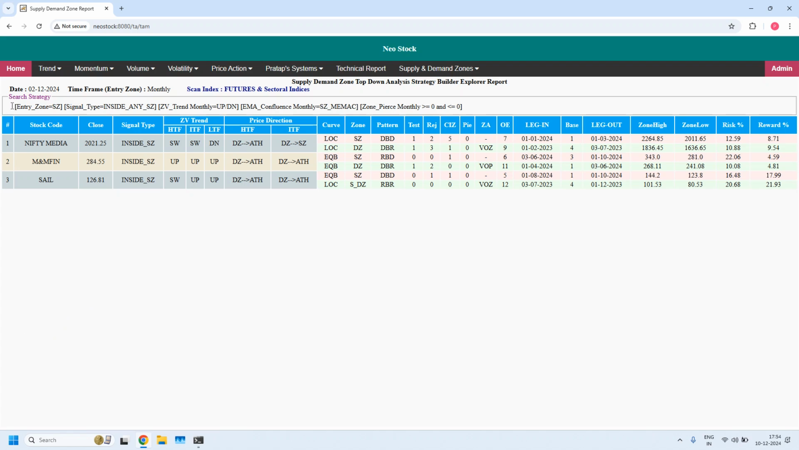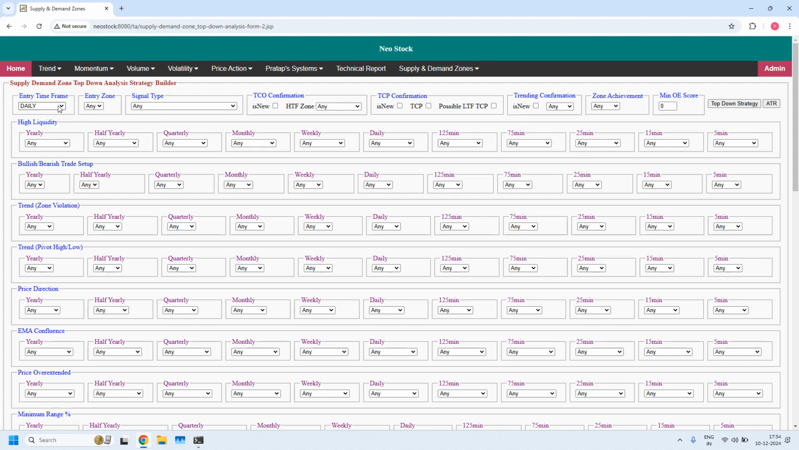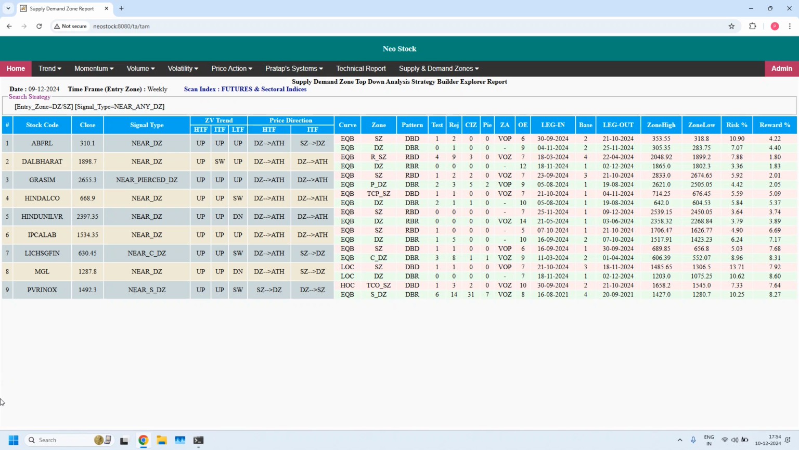Always look into the search strategy. You will understand. So this is about monthly time frame. The next time frame is weekly. Stocks near weekly demand zone. 9 stocks are filtered.